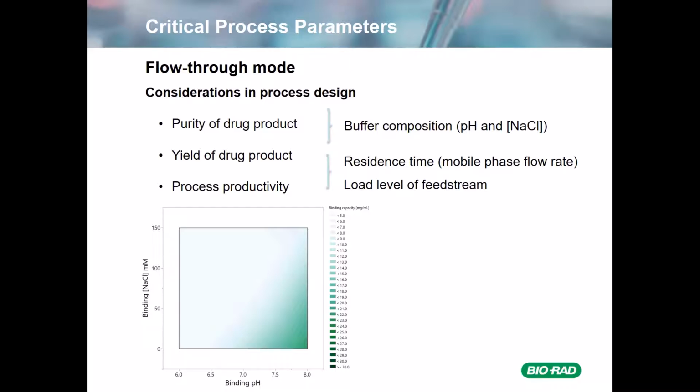Down at the bottom, you'll see a contour plot that was done between pH 6 and 8 and 0 to 150 millimolar salt. And it shows that the binding capacity, even at best, is still going to be roughly less than 25 mg per mL. So based on this result, flow through should be used for this process.